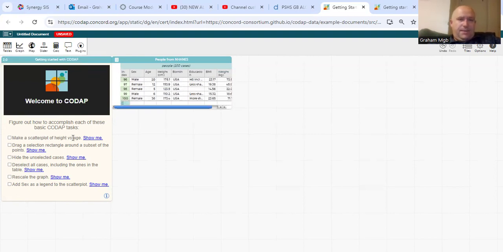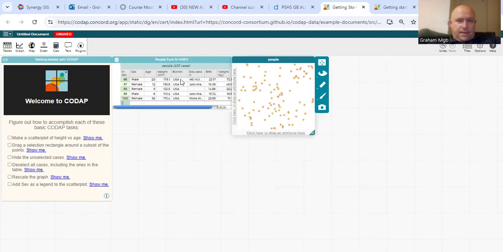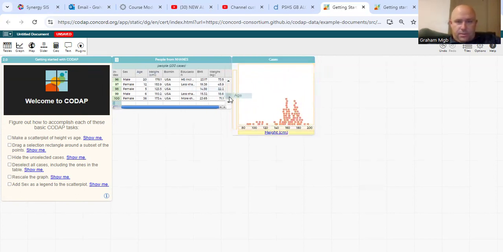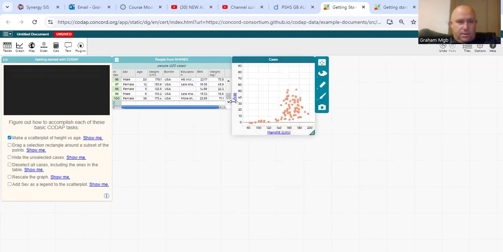All right, make a scatter plot of height versus age. Well, I certainly want to do a graph. And what does it say? I want to do height versus age. So let me put on height. And let me put on age. There we go. And we can see, ooh, that kind of gets very steep here. Looks like there's a little bit of correlation here, but it looks like it's more curving than anything.